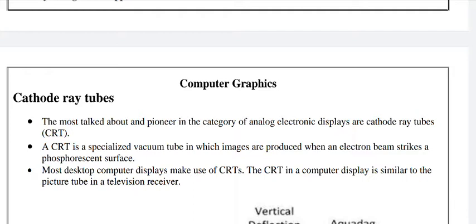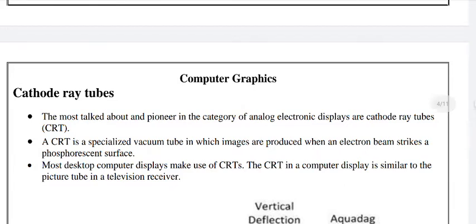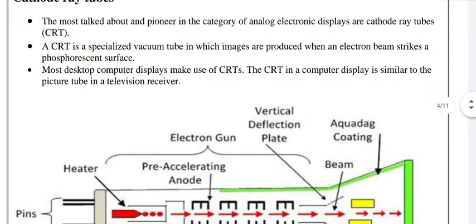A cathode tube helps us convert an electronic signal into a visual signal. It converts the electronic signal, or negatively charged electrons, by passing through a device to produce an image signal or visual signal, to help a human understand the concept. The CRT is a specialized vacuum tube in which an image is produced when an electron beam strikes a phosphor screen. So let us see what this phosphor is.